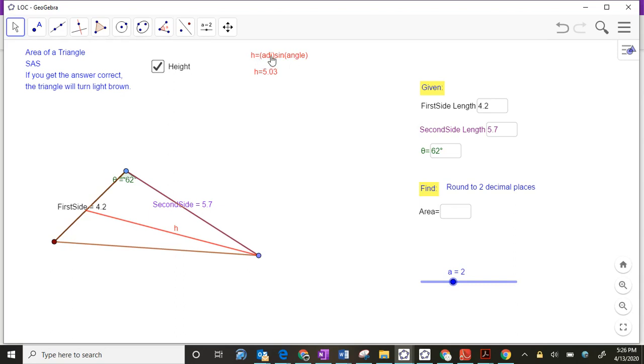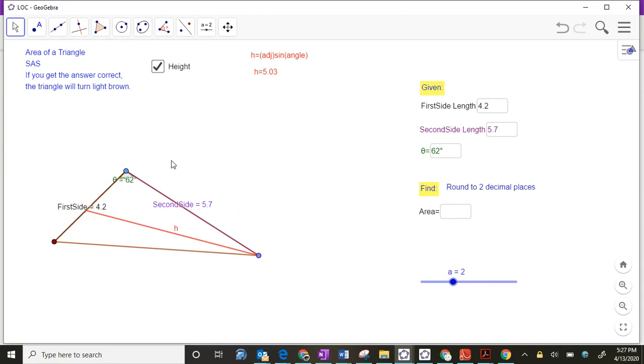Now we have the adjacent side. If I solve for h, it's this side times the sine of that angle. So I put in 5.7 here and the angle of 62, and it tells me that the height is 5.03. So that's the height there.